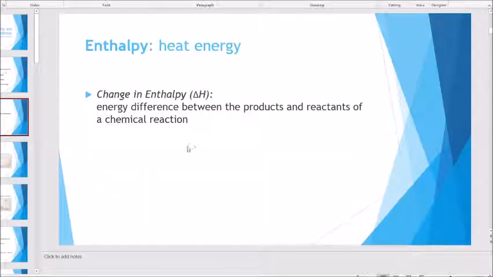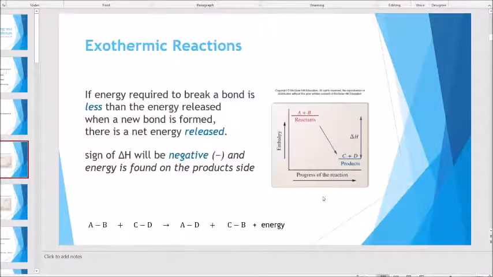There's also something called enthalpy, which is heat energy. The change in enthalpy is the energy difference between the products and the reactants of a chemical reaction. When the enthalpy of the reactants is higher than the enthalpy of the products, then energy is released, and therefore the change in enthalpy, delta H, is said to be negative.